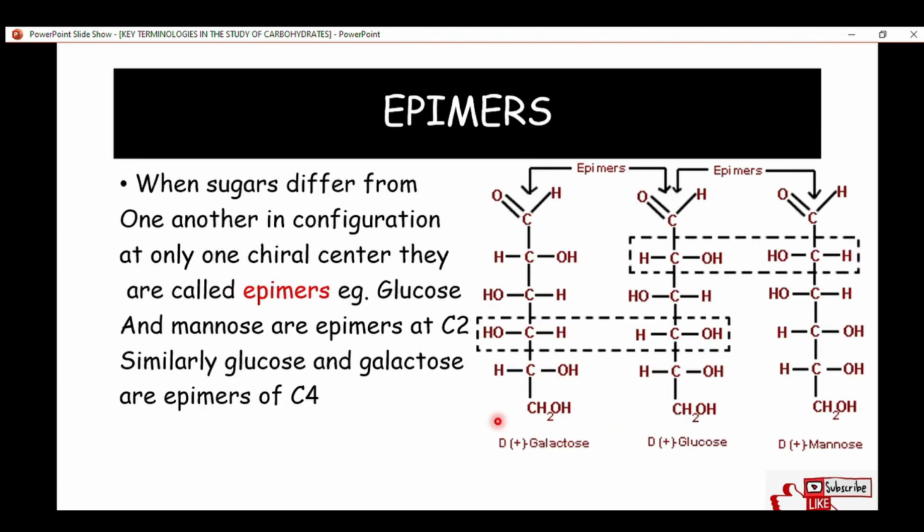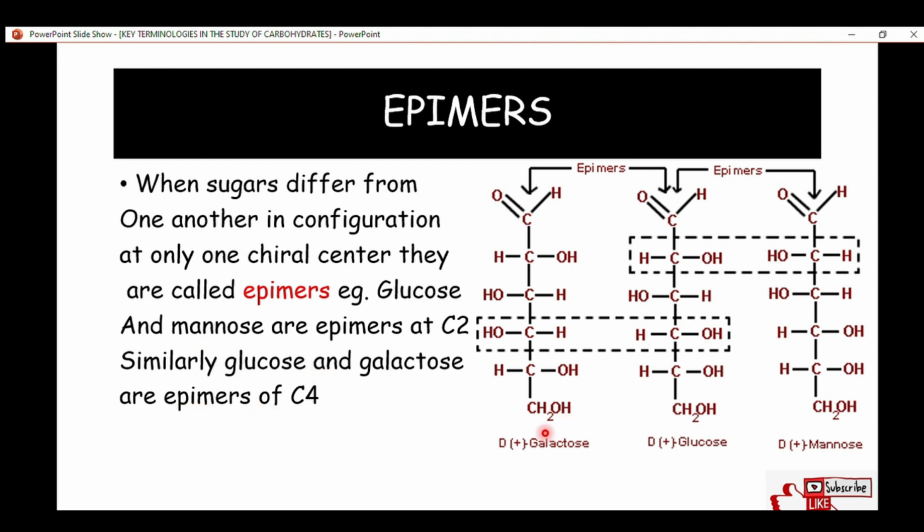Okay, so our next term is epimers. When sugars differ from one another in configuration at only one chiral center, they are called epimers. So for instance, let's say we have galactose here and we have glucose, D-galactose and D-glucose. For example, glucose and mannose are epimers at carbon 2. Similarly, glucose and galactose are epimers at carbon 4.